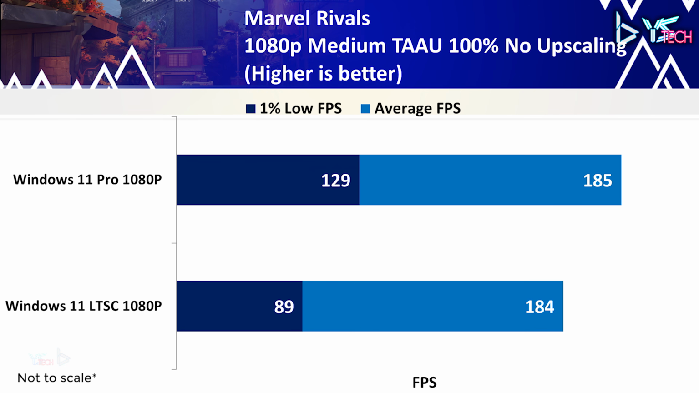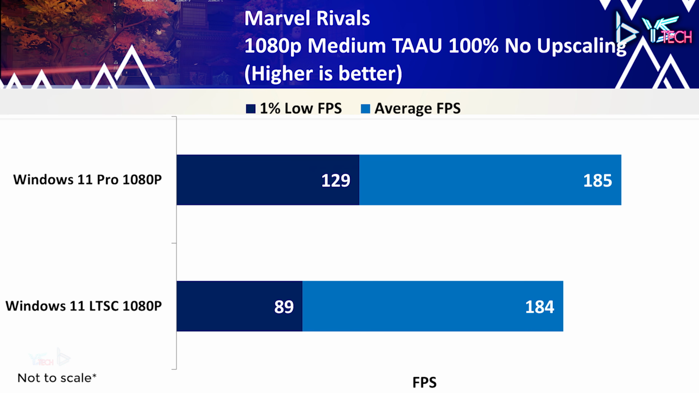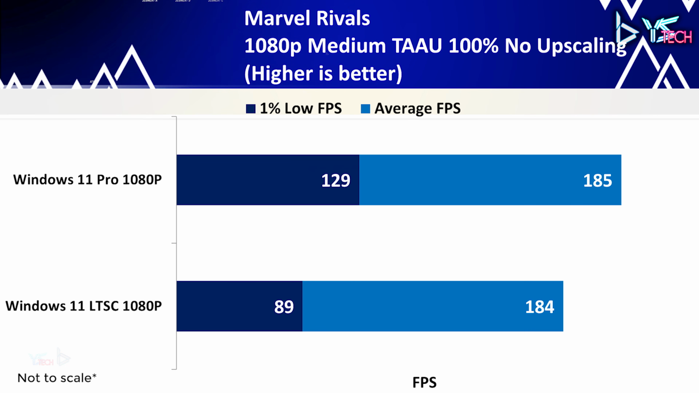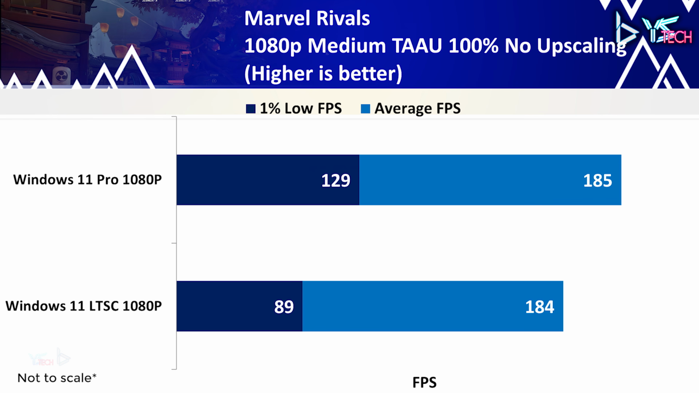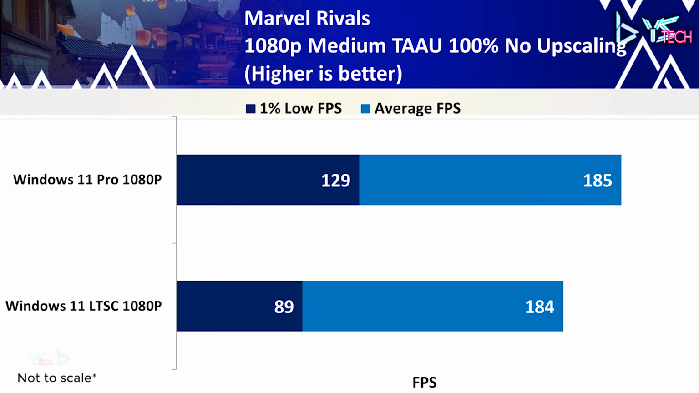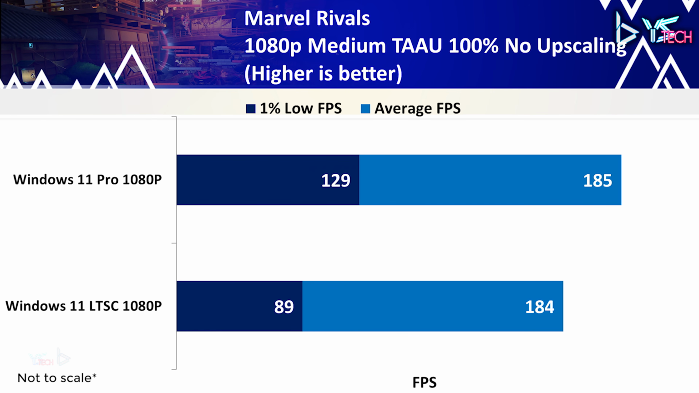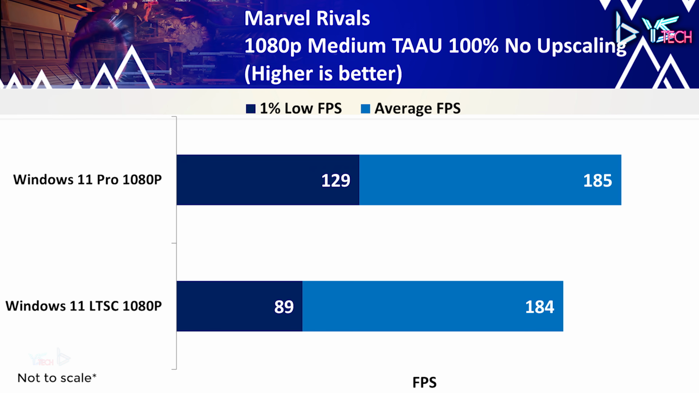I'm sorry about the scaling here as well, but we can see there's only a 1 FPS difference between the average FPSs of the operating systems here. But this is one of the games where there's actually a decent amount of difference between the two operating systems in terms of 1% lows.